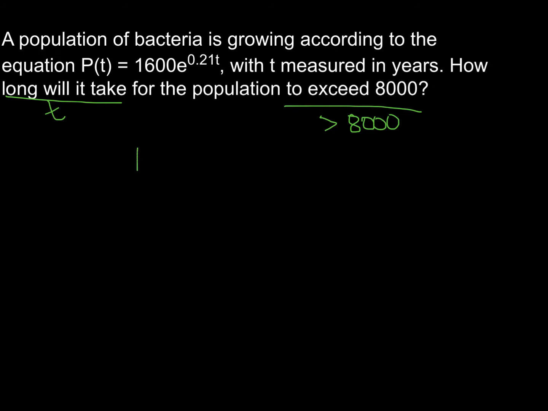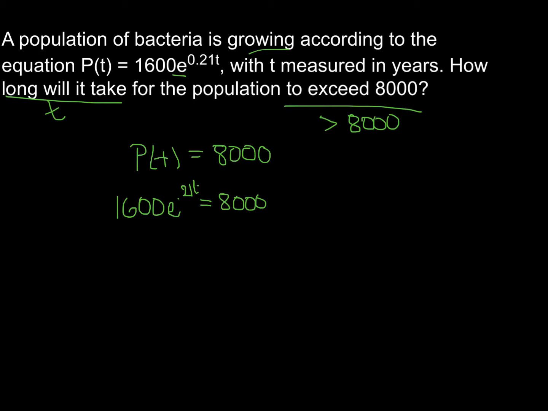So we have our population, P of t, and what we want to do is see when it will be 8,000. And it's key to also make sure that we know it's growing, right? We know that because the b value is greater than 1. So we have 1,600 e to the 0.21 t equals 8,000. And we can go through and solve. I forgot the t there. Okay, so go through and solve.